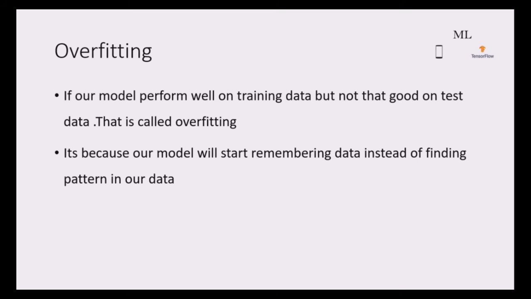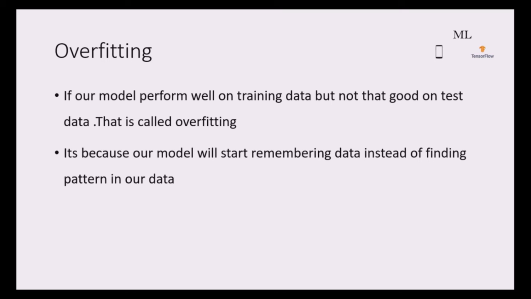And the next thing is overfitting. If our model performs well on the training data but not that good on the test data, that is called overfitting. It's because our model will start remembering data instead of finding patterns in our data. So while training, we supply the training dataset, then we supply the test dataset to evaluate our model. If the results on the test dataset are not as good as the results on the training dataset, then it's overfitting. It occurs because our model is unable to find patterns in our data. Instead, it starts remembering data, so when we supply the test dataset, it will not perform well.